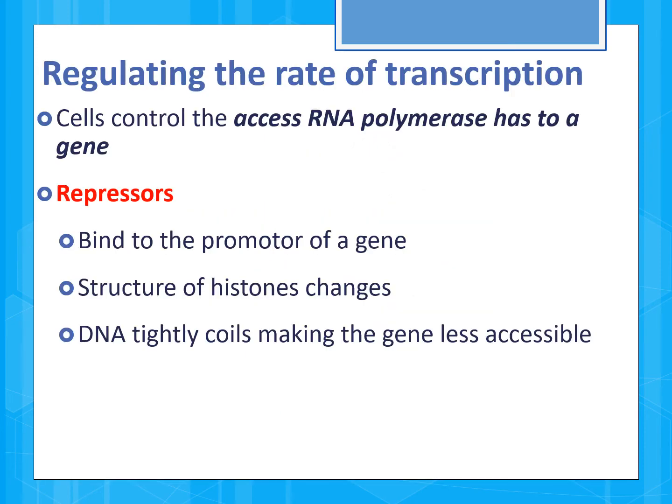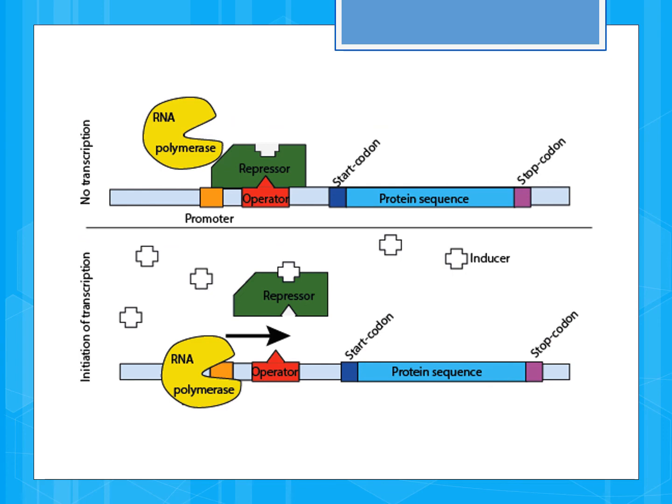We also have gene products called repressors that do the opposite. So if we have a look at this diagram, repressors bind to the promoter as well, but what they do is they prevent RNA polymerase from attaching. So they basically get in the way. If the repressor's on the promoter, the DNA is more tightly coiled, RNA polymerase can't access the promoter, and so therefore transcription doesn't occur.